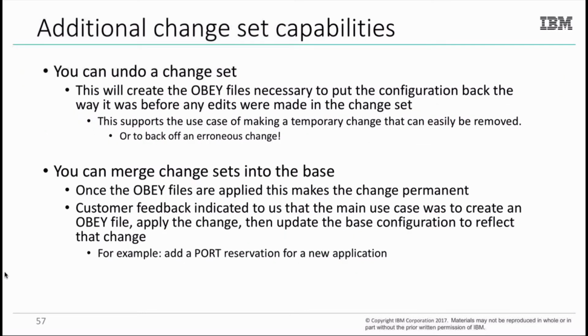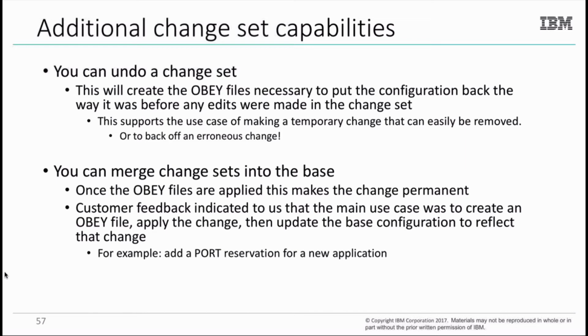So in the change set, you can undo a change set, which means if you create a change set and you create the obey files, you can also click undo and we will create the obey files necessary to put it back the way it was. This supports two use cases. The use case we like to talk about is making a temporary change that can easily be removed. The use case that we don't like to talk about is, oops, my change was wrong, I've got to get it off. Right? We can do that quickly.